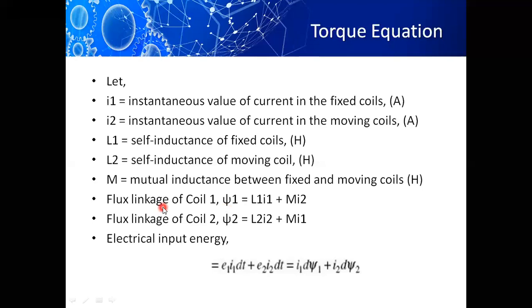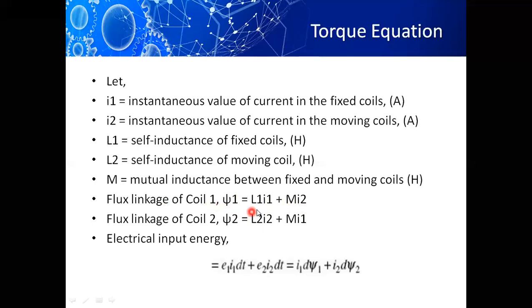Now let us discuss the flux linkage of coil 1. It is equal to L1 I1 plus M into I2.